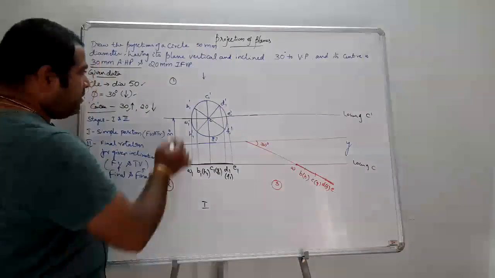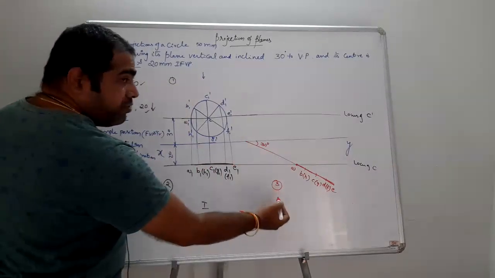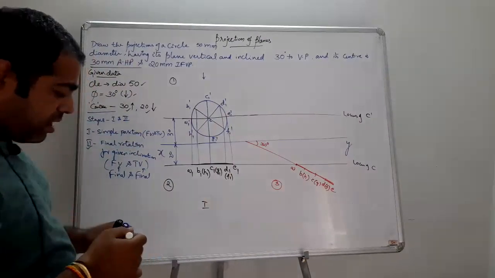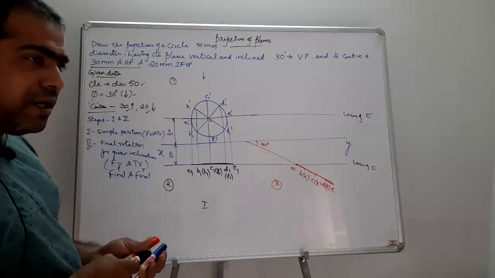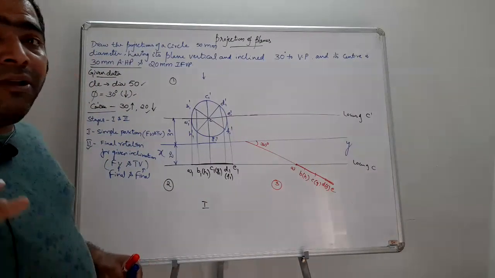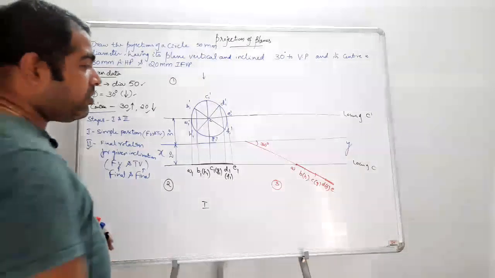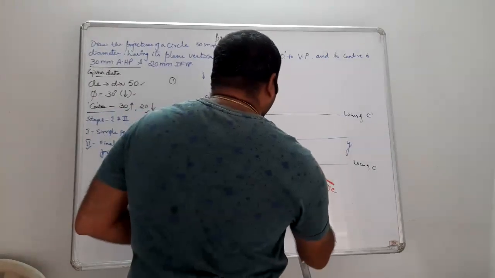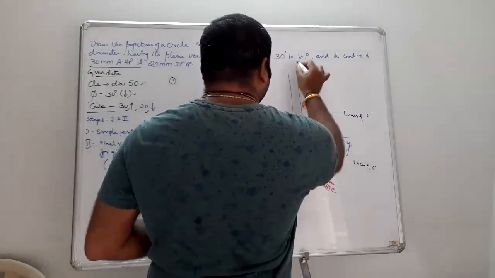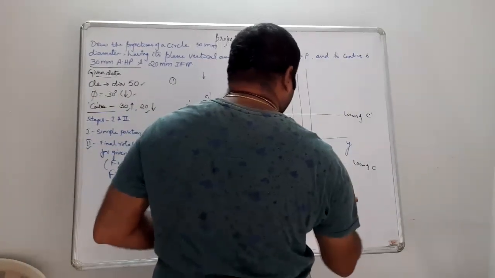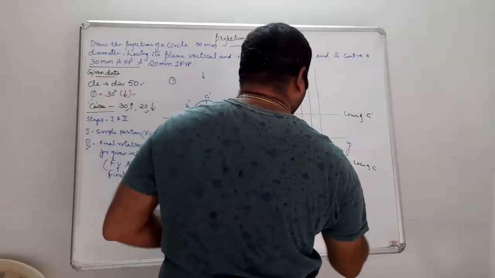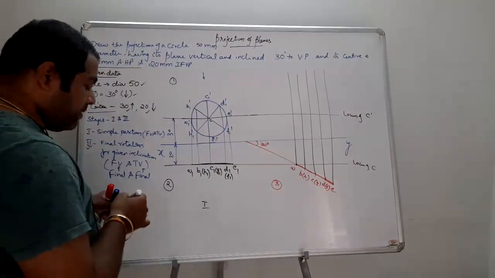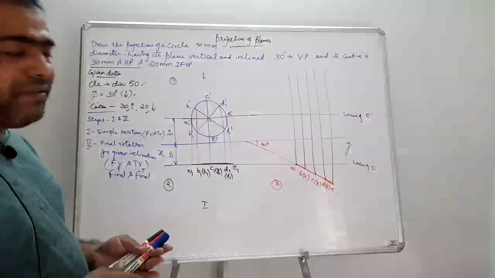Got it, students? Here 1, 2. Beside, you will get the third step. So what is that? Given inclination is 30 degrees. Now, draw the vertical projectors from the final top view. What is our final top view? This was our final top view. Draw the vertical projectors. Okay, and draw the horizontal projectors from the first front view or previous front view.